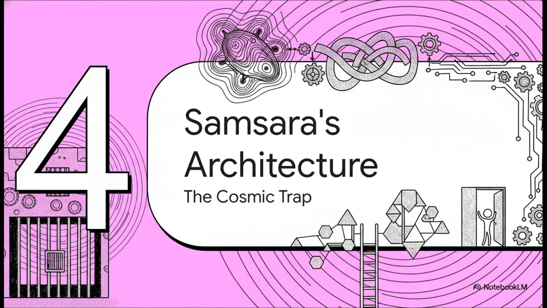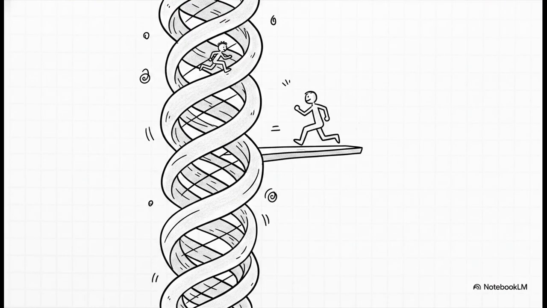Part 4. The architecture of samsara, the cosmic trap. So what does this cosmic prison actually look like from an engineering perspective? Well, the text reveals that the 12 links of dependent origination form what topology calls a dodecagon tower, a literal 12-sided geometric structure. It's a self-similar finite tower of repeating phases. Basically, it's a braided infinity.